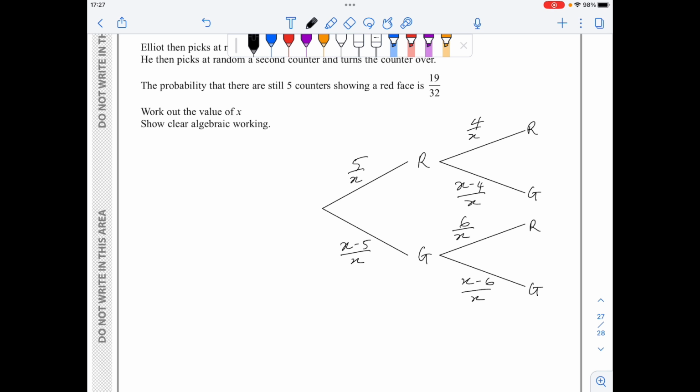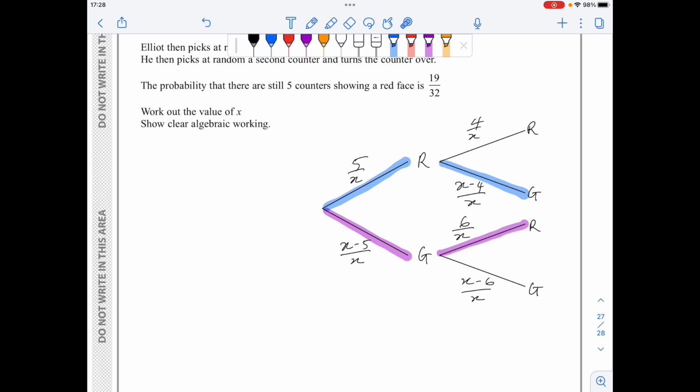Now, we are given that the probability that there are still 5 counters showing a red face is 19 over 32. In order to have 5 counters with a red face, it means either the first one was red followed by a green one, or the first one was green followed by a red one. So let's write down the probabilities of the blue and the red combinations and equate them to 19 over 32.